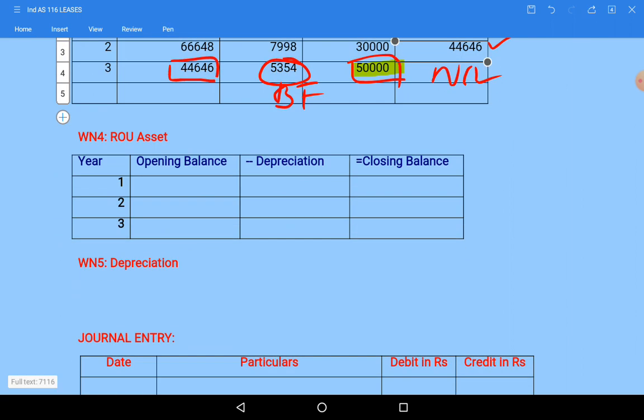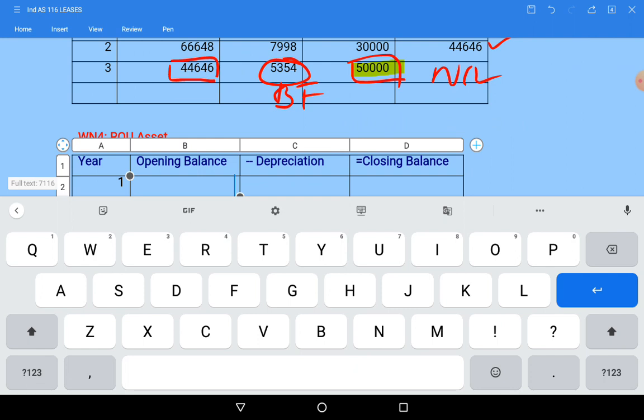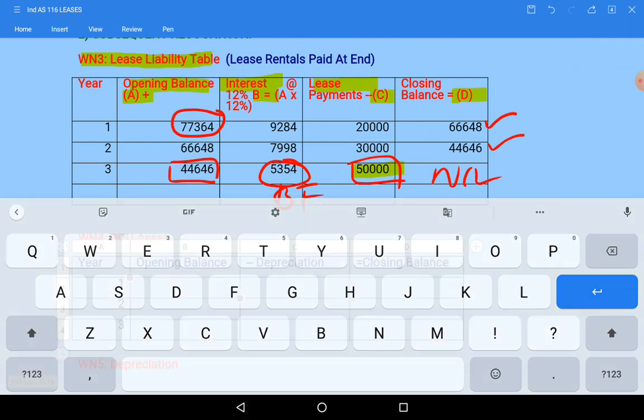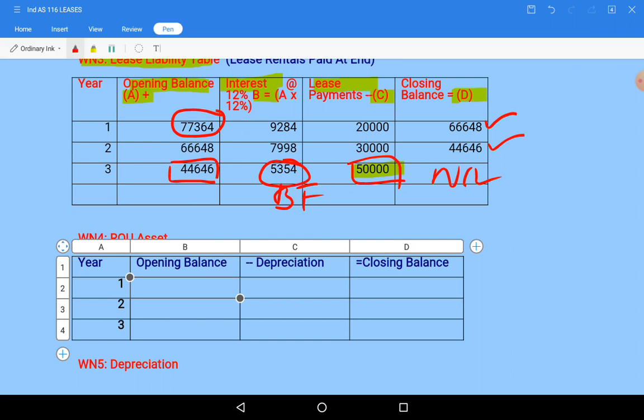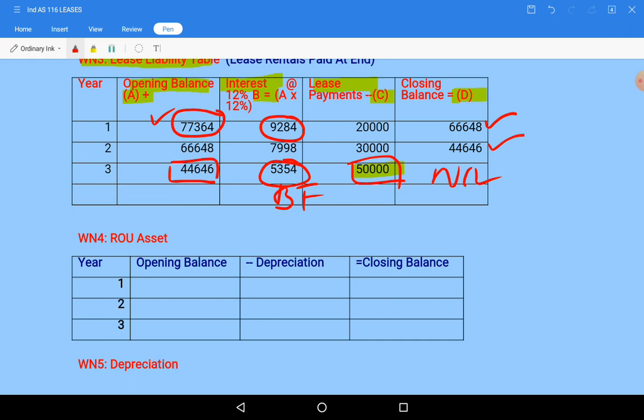Similarly, we need to spread over the opening balance of right to use of asset. If anyone has any doubt, I'll explain it again. First, opening balance. To that we need to add interest, which is calculated on this opening balance itself, 12% given in the question. From that, first year lease payments 20,000 deduct, you will get closing balance. This closing balance will become opening balance for second year. On this again we need to calculate interest. Add interest to the opening balance, then deduct your 30,000 payment, closing balance for second year. Closing balance for second year will become the opening balance for third year.